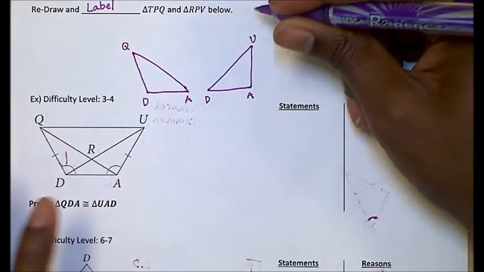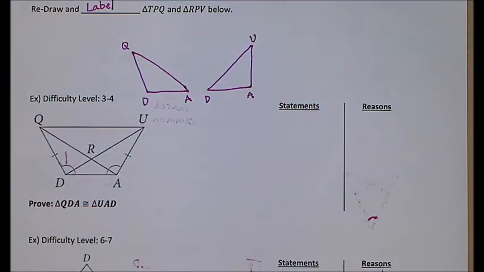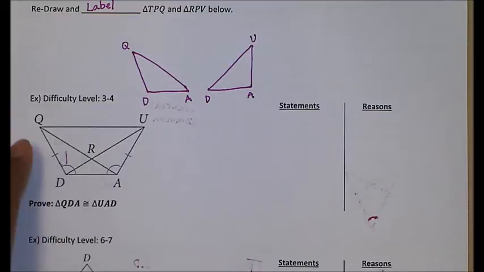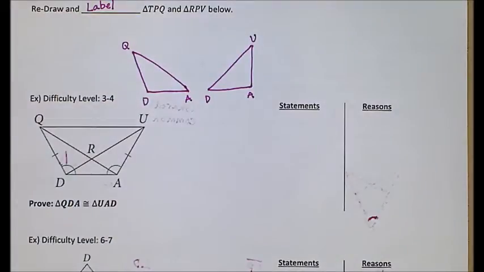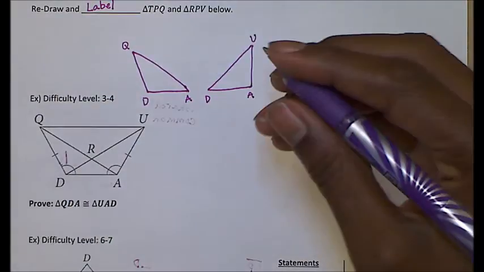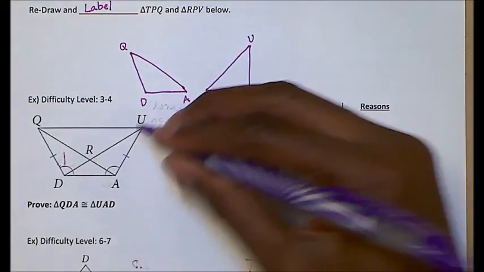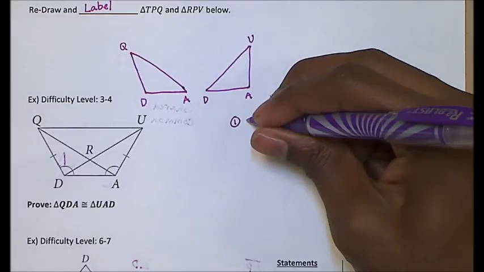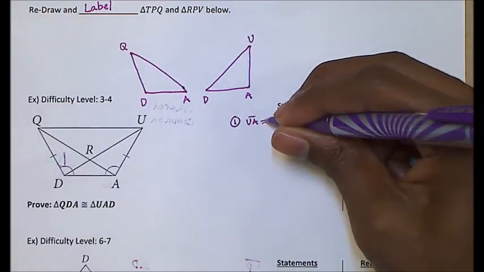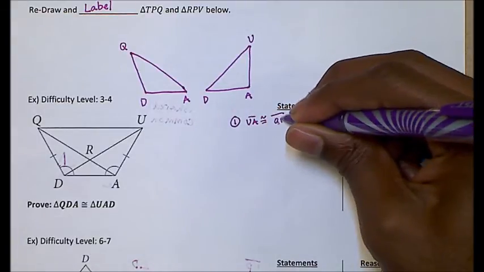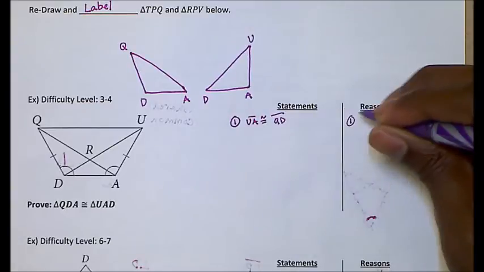As I'm going, I'll just make sure I have the markings done. Again, they didn't give us givens here, but they did give us given information in our diagram. So let's use that. The first given information that I noticed is they told me that UA was congruent to QD. And that was given.